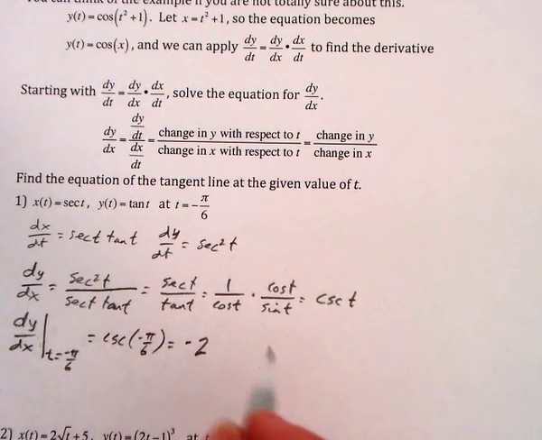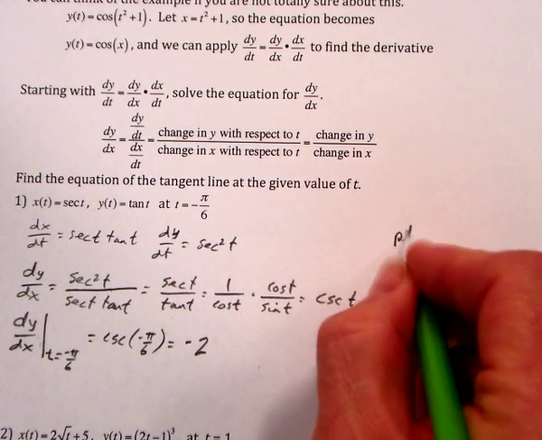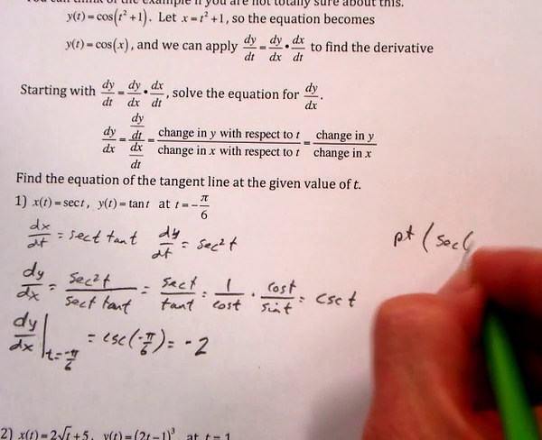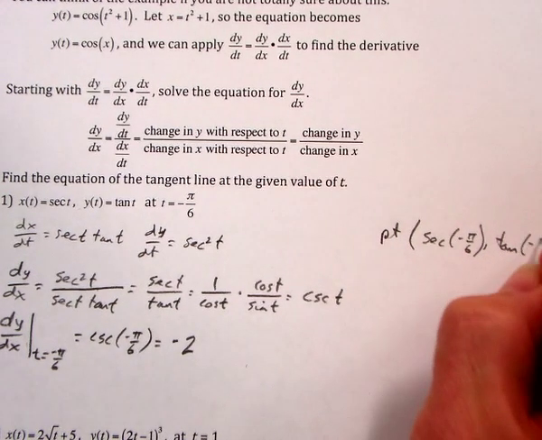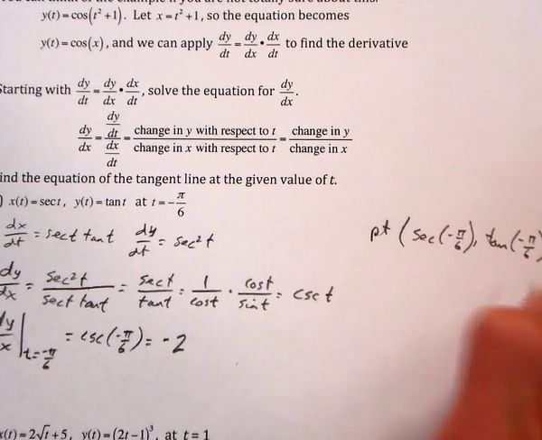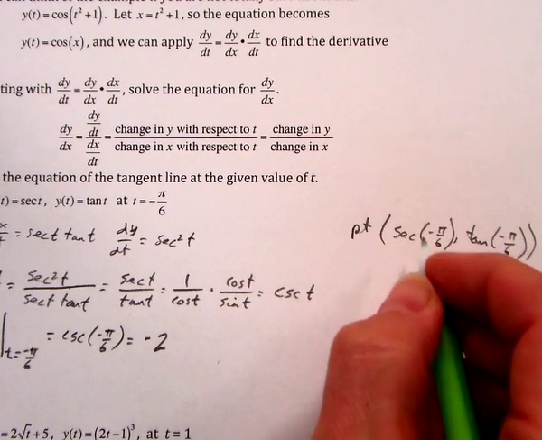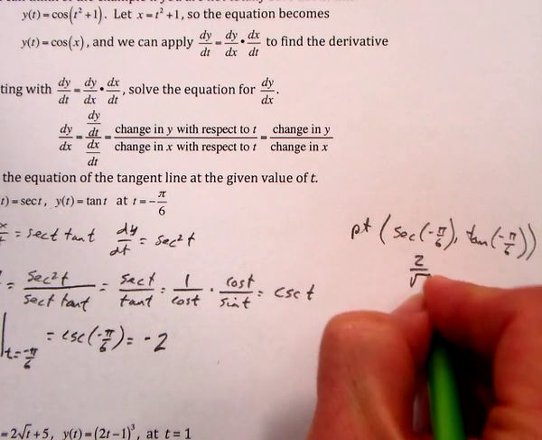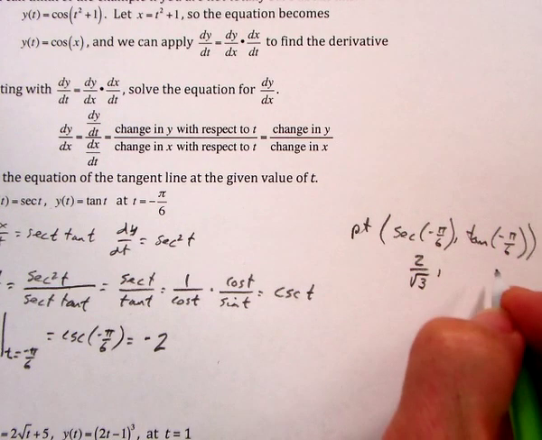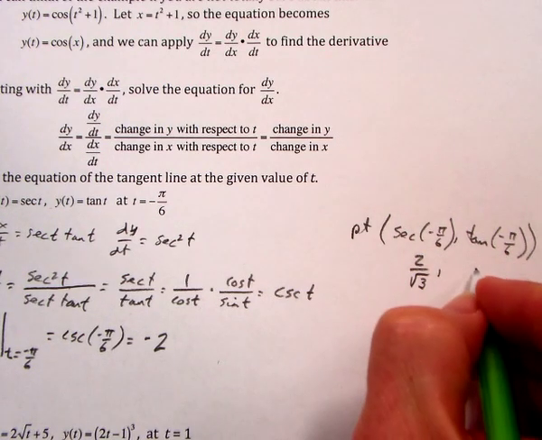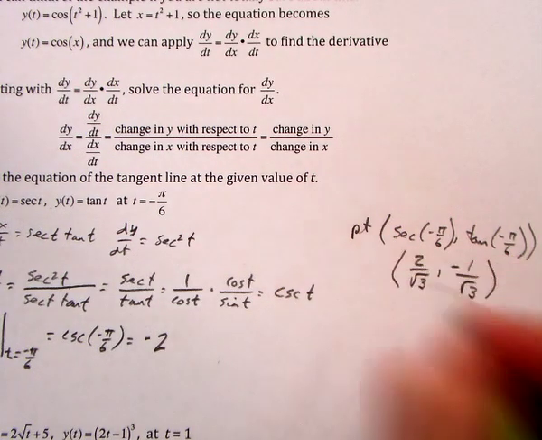Now we're going to find the equation of our tangent line, but we need a point. So our point will be secant of negative pi over 6, comma, tangent of negative pi over 6. The secant of negative pi over 6 would be the reciprocal of cosine of pi over 6, so it would be 2 over root 3; in the fourth quadrant, that's positive. And tangent would be sine over cosine, so 1/2 over root 3 over 2, and that will give us 1 over root 3, but in the fourth quadrant, tangent is negative.